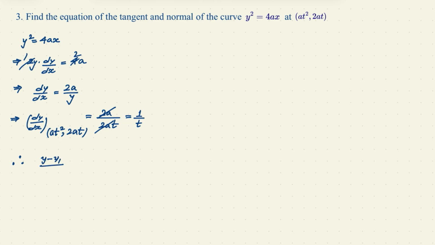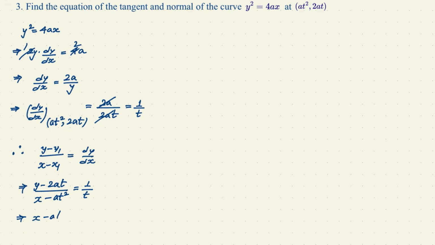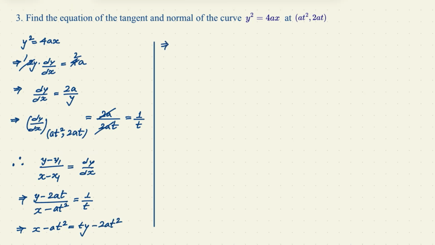Therefore, the equation of the tangent is given by (y minus y1) by (x minus x1) equals the slope of the tangent at the point of contact. So this implies (y minus y1, which is 2at) divided by (x minus x1, which is at squared) equals the slope of the tangent, 1 by t, so I'll have 1 by t here. So on cross multiplying, I'll get x minus at squared equals t into (y minus 2at). So this implies x minus ty plus 2at squared minus at squared equals 0. So here we can simplify this too.